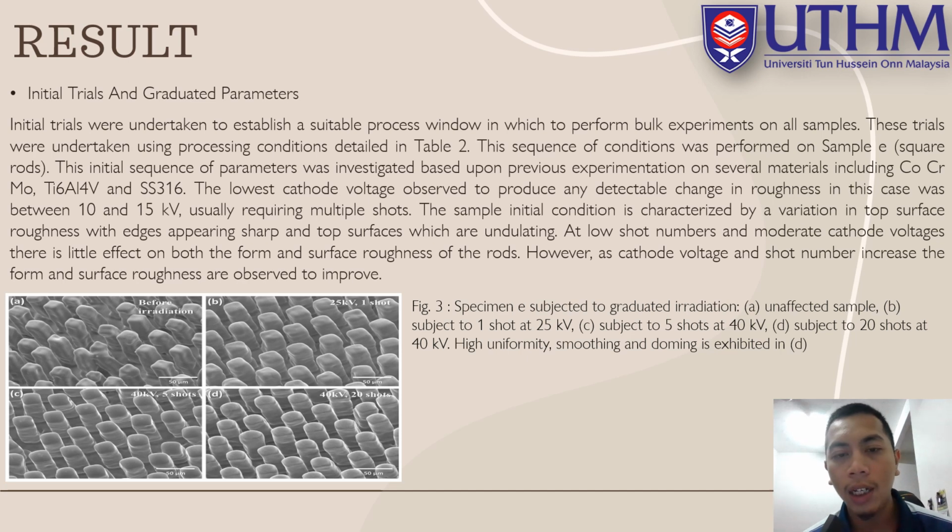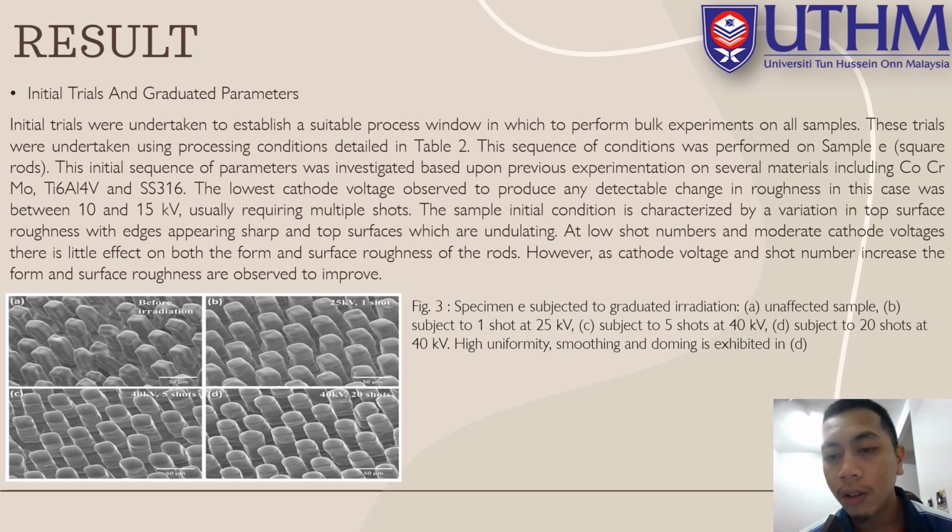The lowest cathode voltage observed to produce any detectable change in roughness in this case was between 10 to 15 kV, usually requiring multiple shots. The sample's initial condition is characterized by a variation in top surface roughness, with edges appearing sharp and top surfaces undulating. At low shot numbers and moderate cathode voltage, there is little effect on both the form and surface roughness of the rods.